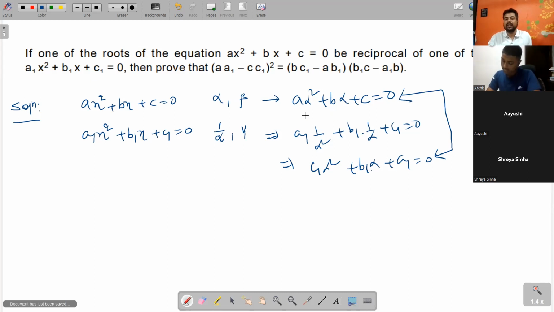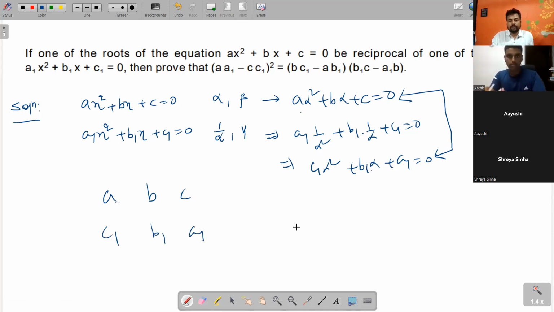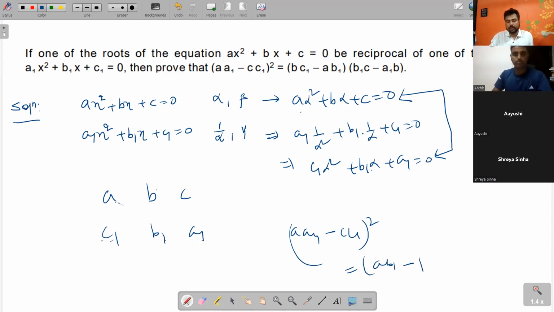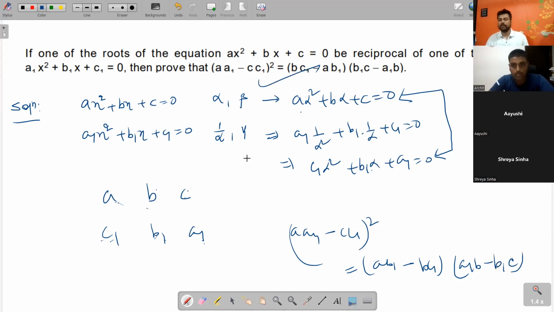So let's apply the formula for one common root: (a into c1 minus c into a1) whole square equal to (a b1 minus b a1) into (b c1 minus b1 c). That's what you had to prove. Understood?